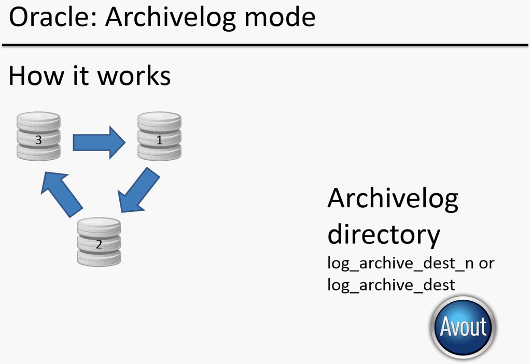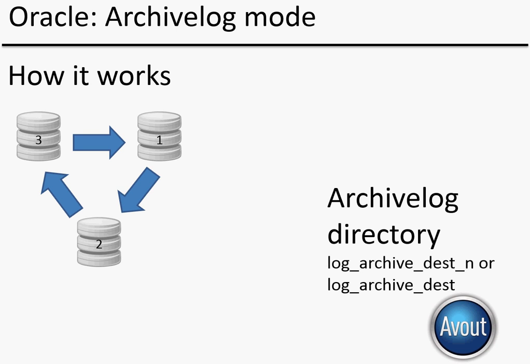So Oracle will write these raw transactions to log file 1. Once that log file is filled up, it starts writing to log file 2. Once that's filled up, it starts writing to log file 3. If your database is not in archive log mode, it overwrites those files. Just keep circling through them over and over again.